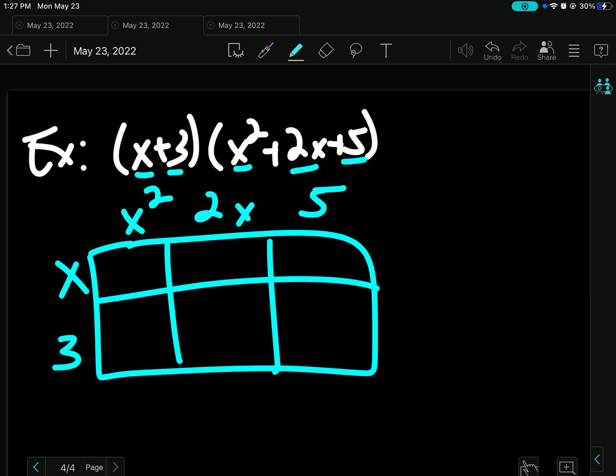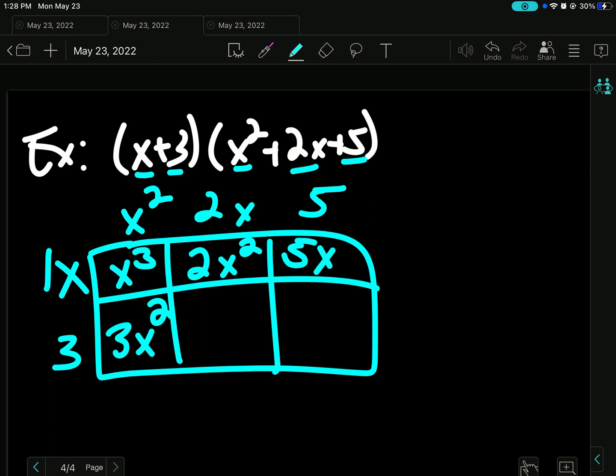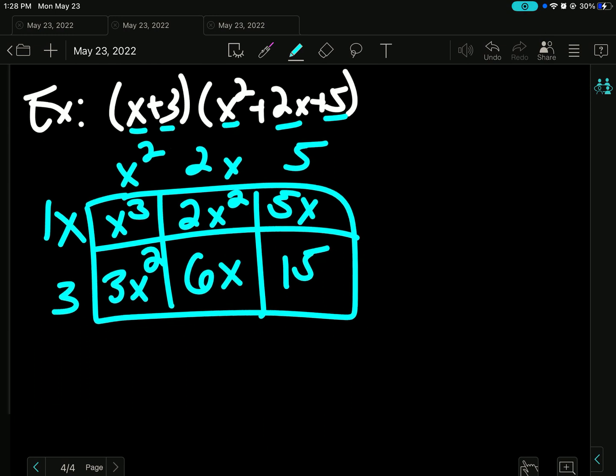And we'll multiply. X times x squared is x cubed. X times 2x is 2x squared. Remember there's a 1 in front of the x, so 1 times 2 is 2, and then we have a 1 plus a 1, which is getting us the x squared part. Okay. X times 5 is just 5x. 3 times x squared is 3x squared. 3 times 2x is 6x, and 3 times 5 is 15.